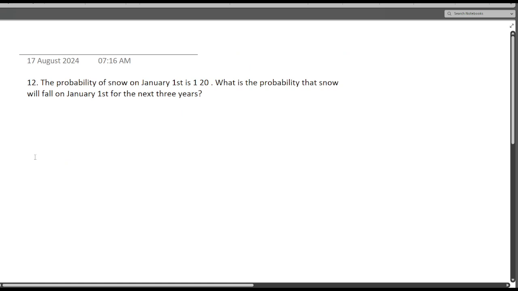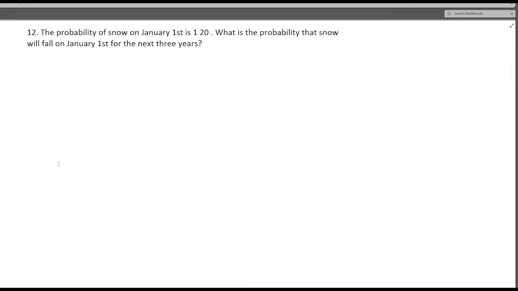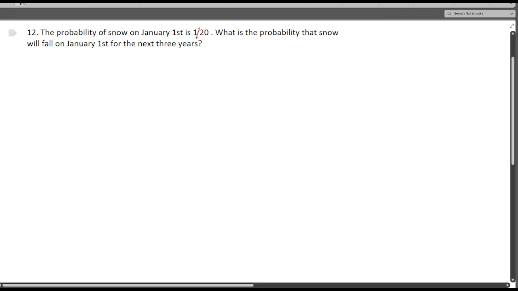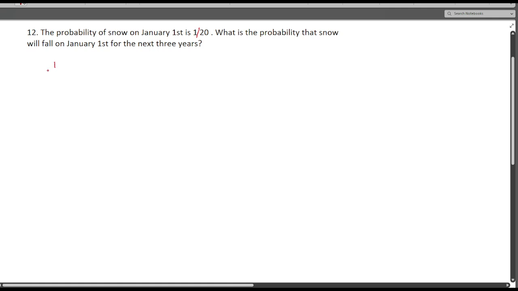Now the 12th question. The probability of snow on January 1st is 1 divided by 20. What is the probability that snow will fall on January 1st for the next 3 years? So for the next 3 years, it is going to be 1 divided by 20 times 1 divided by 20 times 1 divided by 20. So consecutively for 3 years we want. So the result is (1 divided by 20) cubed. Okay.